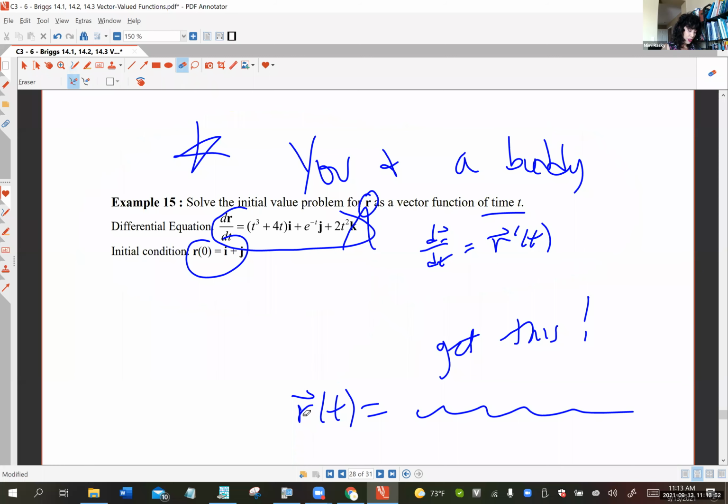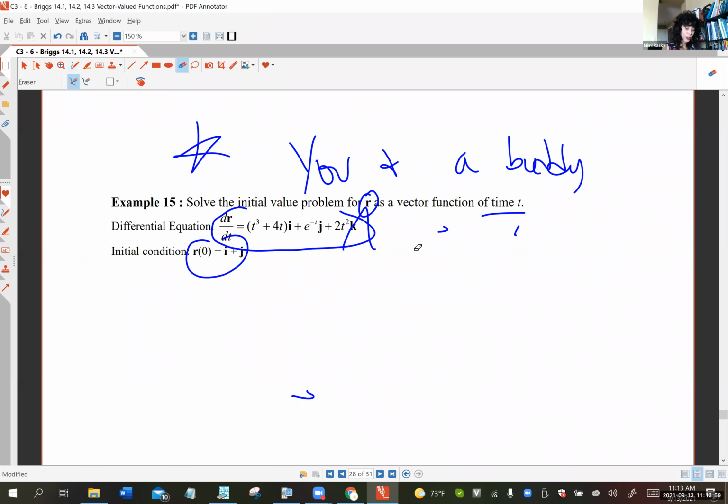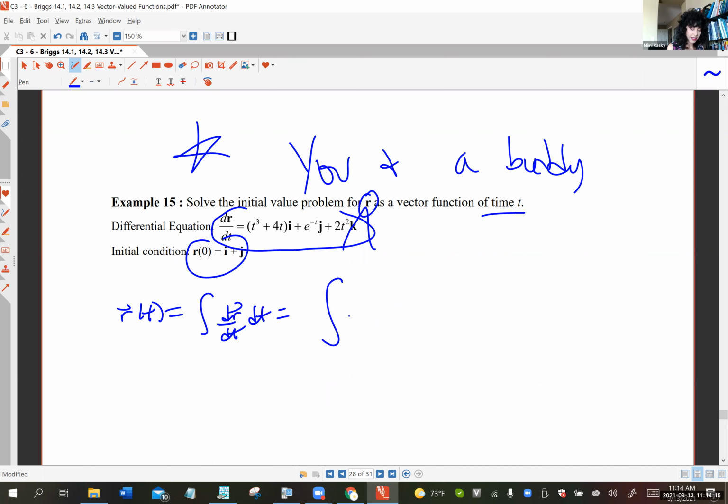So when you're doing one of these differential equations, you're going to look at the derivative that they gave you and you'll anti-differentiate to recover the function. So we're going to basically say that r of t is equal to the integral of dr/dt, which is the same as basically saying the integral of r prime. And they gave you r prime.